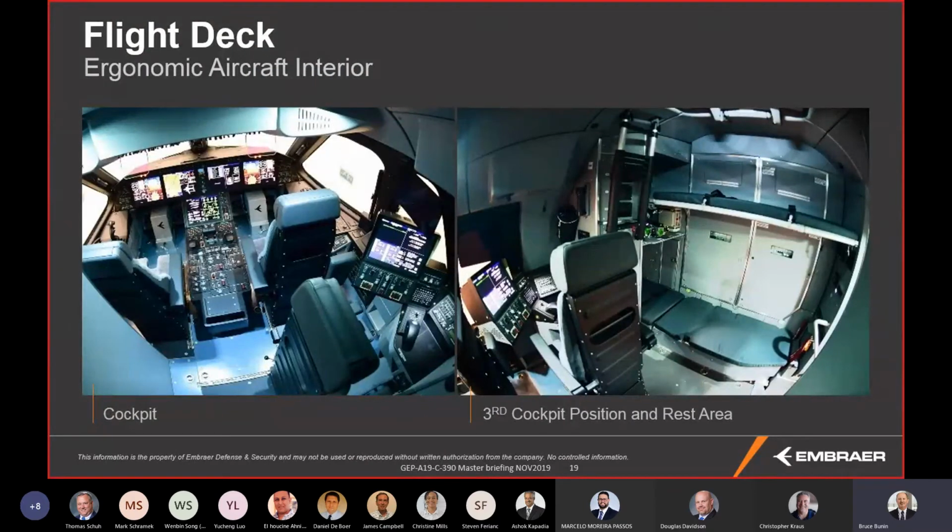There's an image of what the airplane looks like on the inside. You can see on the right, there is a third crew station, which is optional. And that is there primarily for the ancillary missions like air refueling or search and rescue, or in the future, maybe a firefighting mission, where you can have a third crew member that's responsible for handling those mission systems and taking that burden off the pilots.